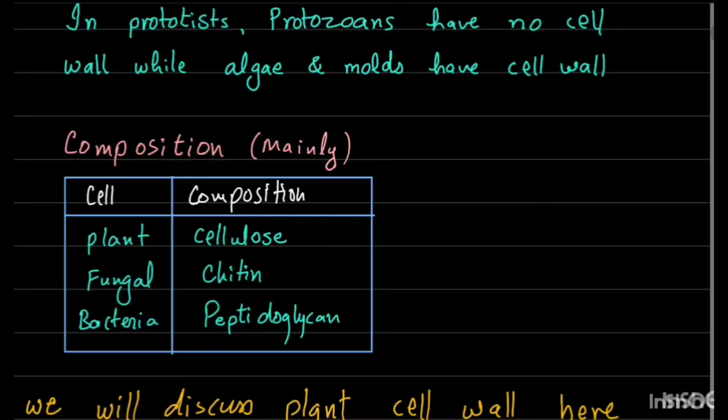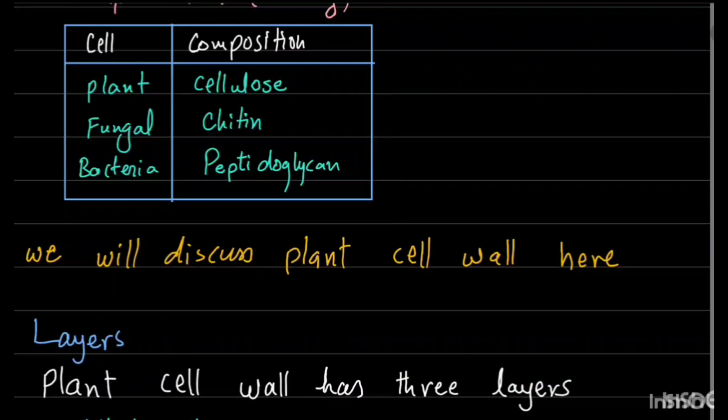Composition. The plant cell wall is mainly composed of cellulose. Fungal cell wall is mainly composed of chitin. Bacterial cell wall is mainly composed of peptidoglycan, also called murein. There are certain other chemicals as well. We'll look into it. We will discuss here only the plant cell wall.